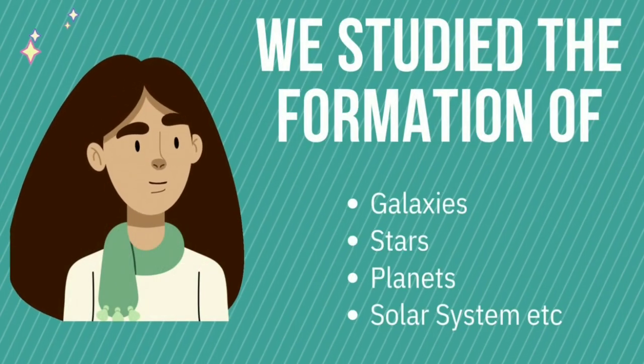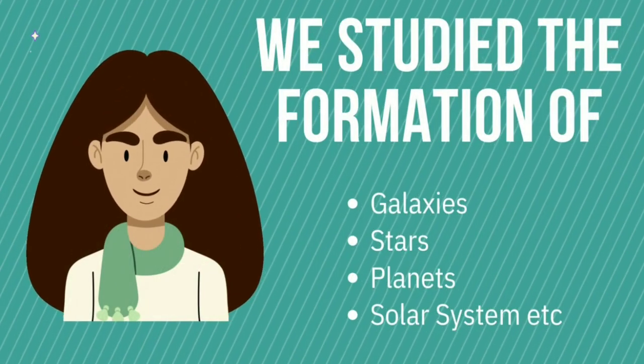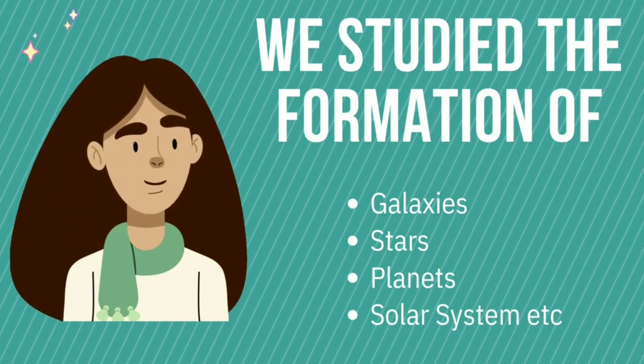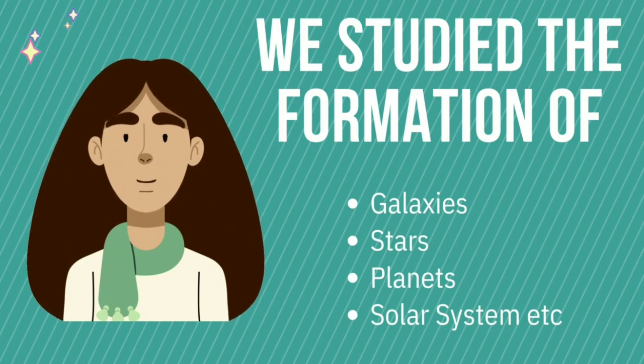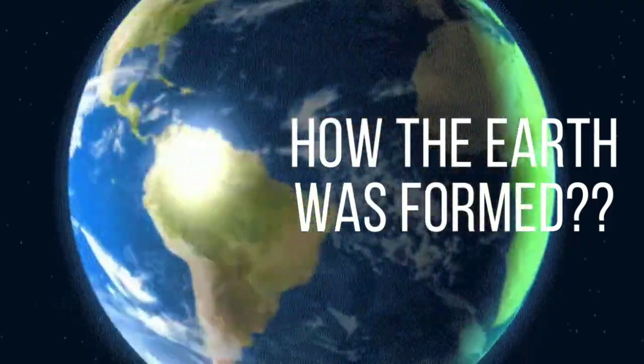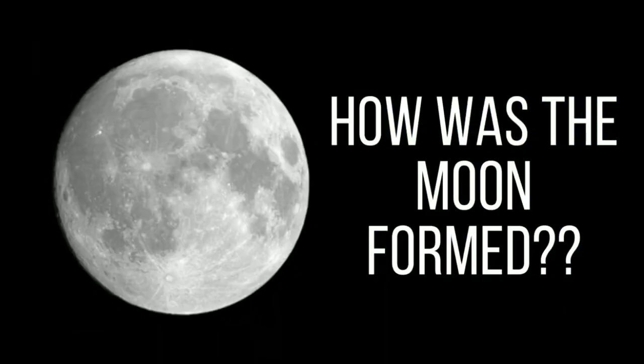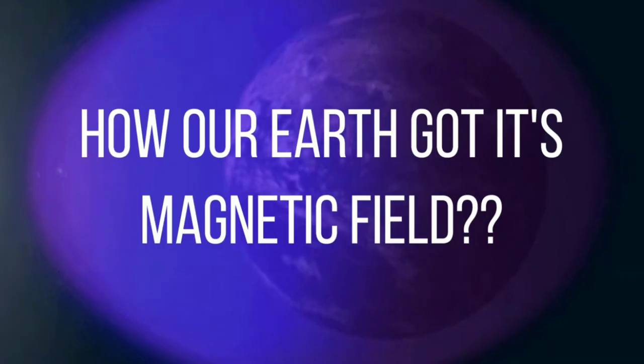In our previous video, we studied the formation of galaxies, stars, planets, solar system, etc., which were formed after the Big Bang. Now let's find out how the Earth was formed. How was the Moon formed? How did our Earth get its magnetic field? And how were the continents formed?